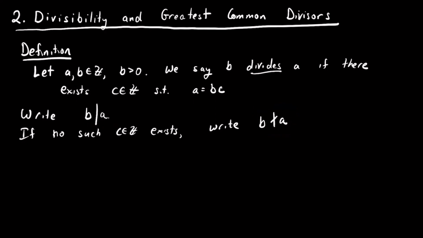So maybe we can look at a few examples. The first example to look at might be something like 7 divides 56, since we can write 56 as 7 times 8. And in this example, I'll try to keep it in the a is equal to b times c format. So we can see that the integer c that we claim exists is the integer 8.